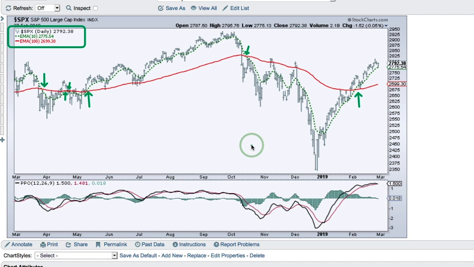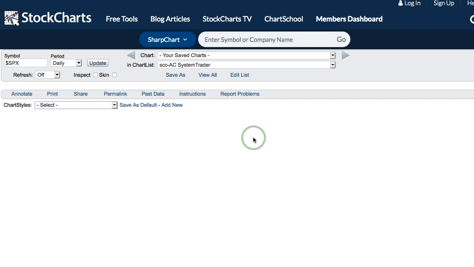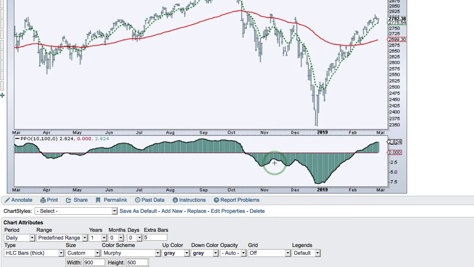But if we want to get that in an indicator with some signals, we can use the PPO. That is the percentage price oscillator. It's a percentage version of MACD. And to get those settings there, what we need to do is change this to 10, 100. And instead of adding a signal line, I'm going to add 0. And when you put 0 for the signal line, that displays the PPO as a histogram there.